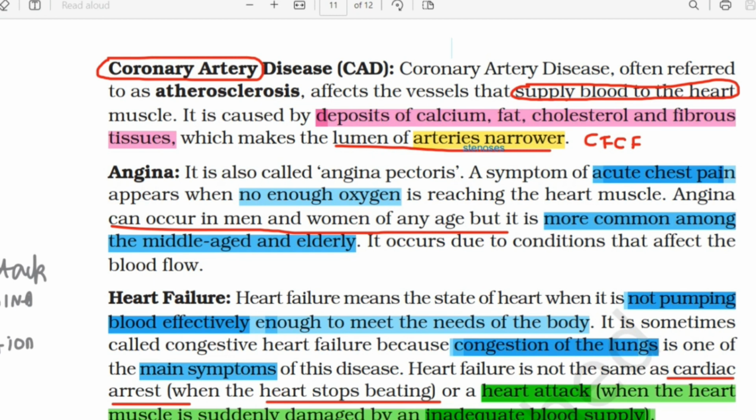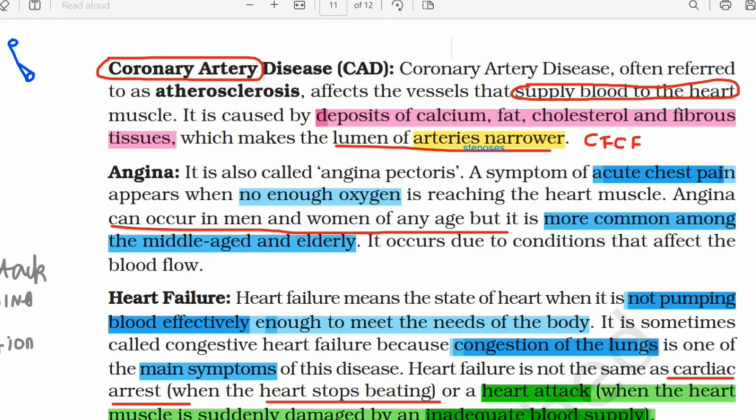Next we have a condition called heart failure. As the name suggests, the heart fails to pump blood effectively to meet the demands of the body. So there is a failure of the heart to pump blood, that is, there is ineffective pumping of blood to the body. So what is the characteristic feature? There is congestion of the lungs. So it is also known as congestive heart failure.